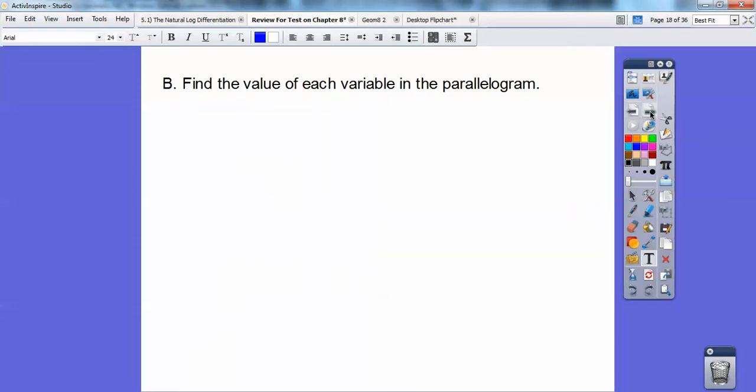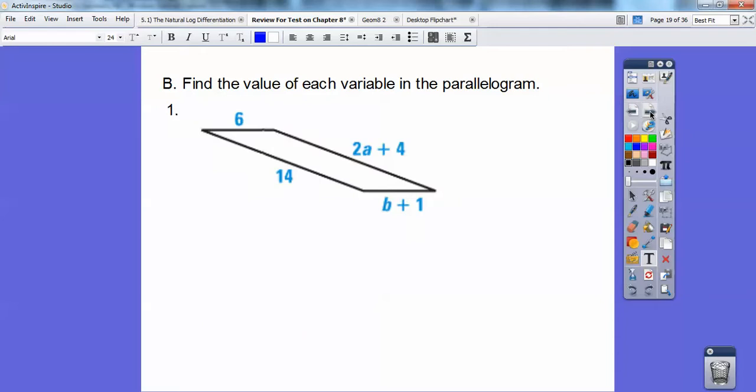Okay, find the values of each variable in the parallelogram. They say they're parallelograms here. Opposite sides are equal, so these two sides are equal, and these two sides are equal right here. So b plus 1 equals that 6, and then 2a plus 4 equals this 14, so solve for a and b.